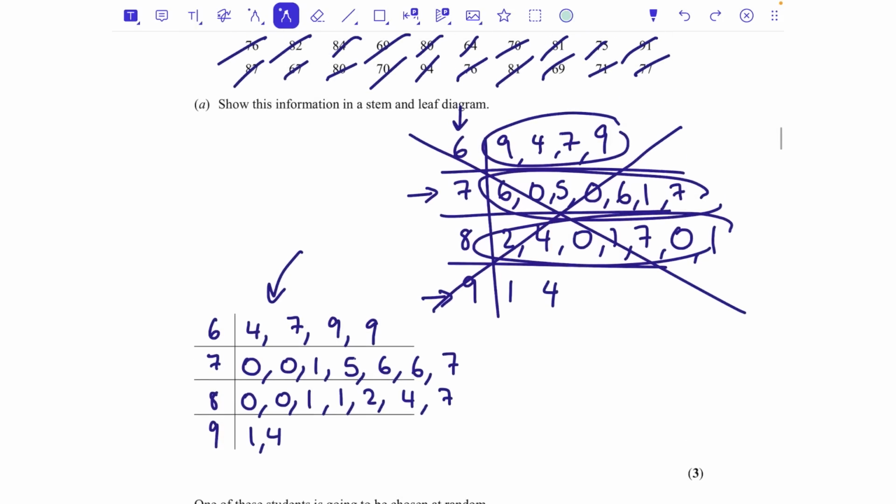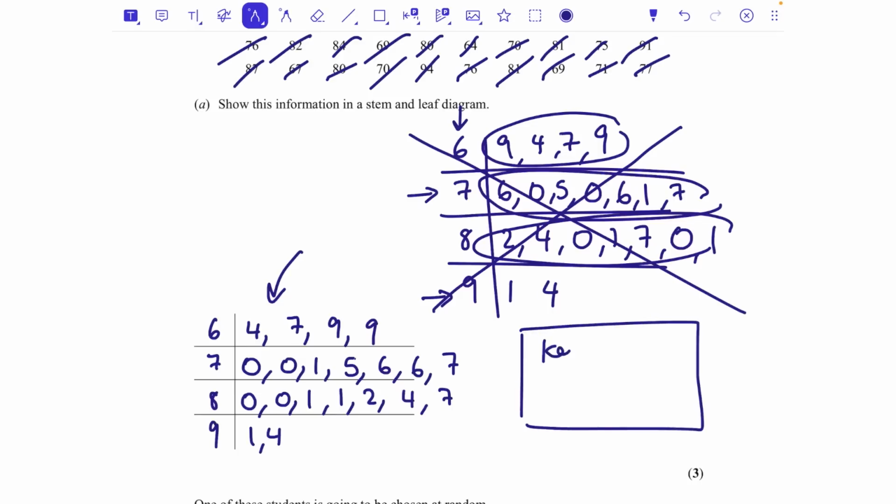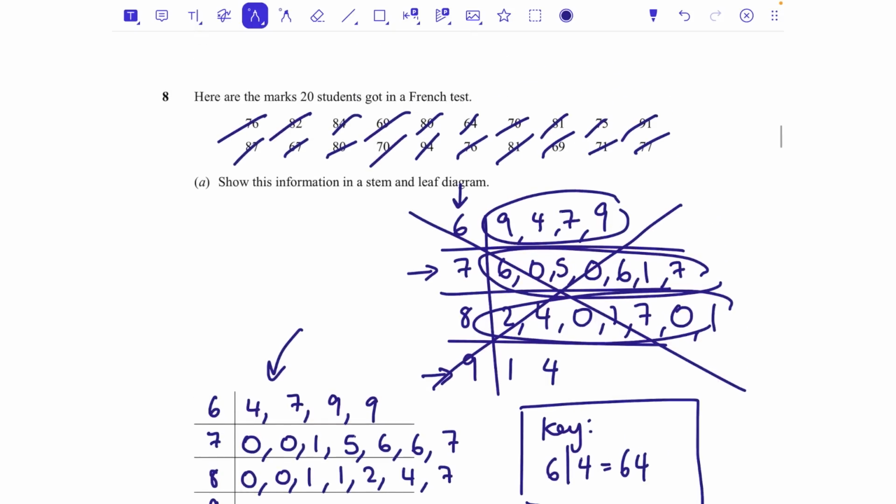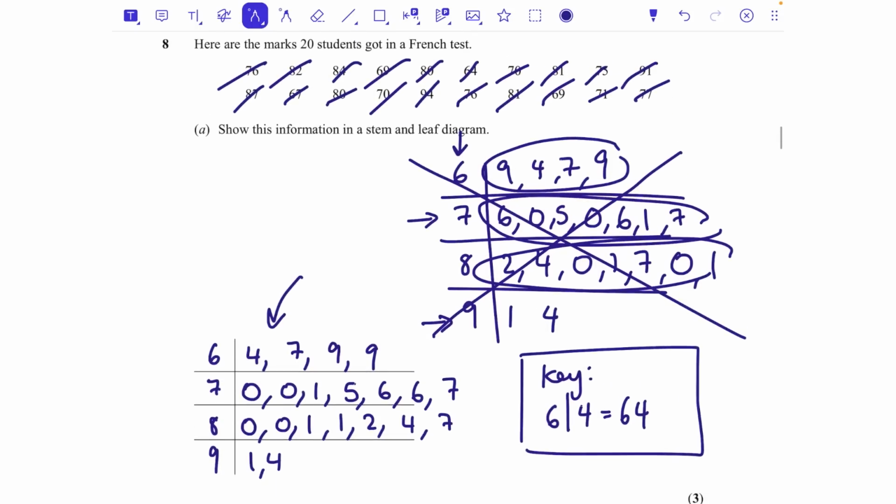There's one last thing we need to do to get full marks here, and that is a key. So I'm just going to do a little box. I'm going to say key, and I'm going to use the first number as my example, but it really doesn't matter. It doesn't even need to be a piece of data that's in the table. You're going to put 6 line 4 equals 64 marks.